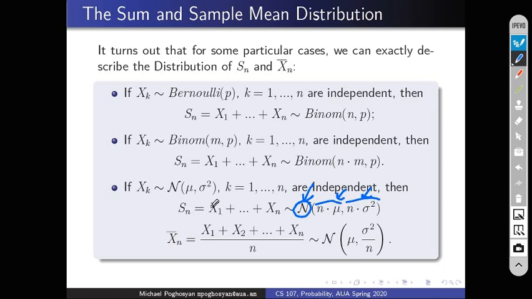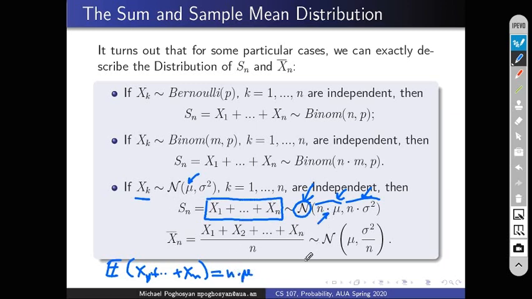So how to find the mean? I will calculate the mean of this. So if I calculate the expected value of X1 plus etc. plus Xn, then this will be the expected value of X1 plus etc. plus the expected value of Xn, and the mean of each Xk is mu, so I will have n times mu. So that's why I am plugging here n times mu.